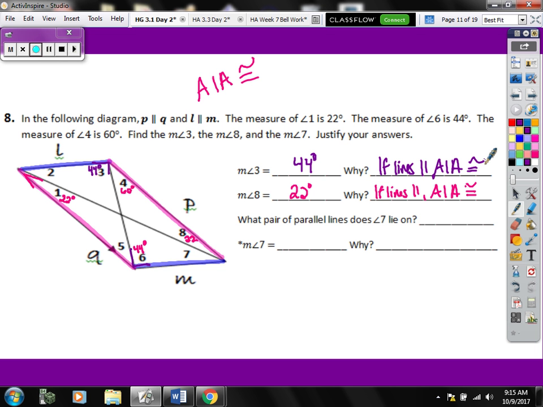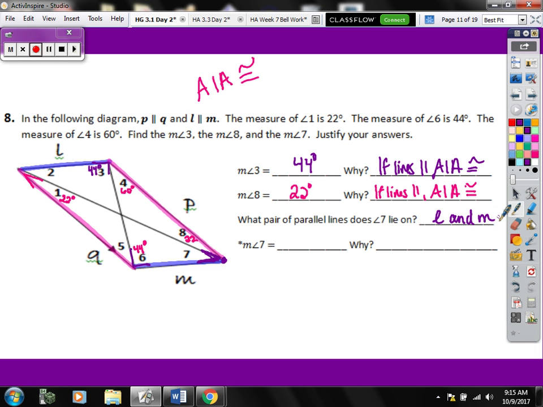Then they say, what pair of parallel lines does angle 7 lie on? So first of all, for angle 7, let's trace it. The parallel line that it lies on would be this purple one, blue one at the bottom, because that's the one that it lies on. It does not lie on the pink line. Now the vertex touches the pink line, but it doesn't lie on it. So this would be L and M. Because it says which pair.